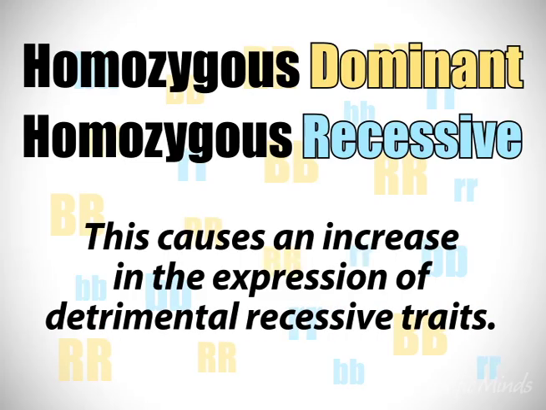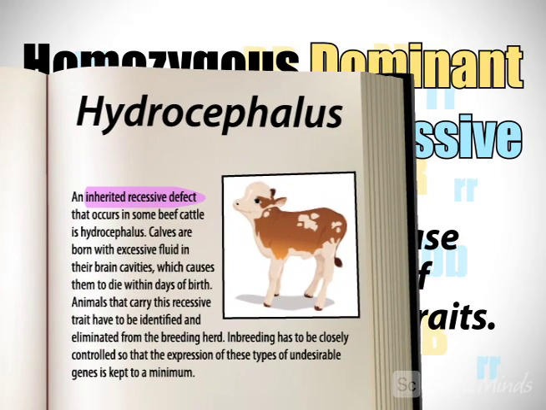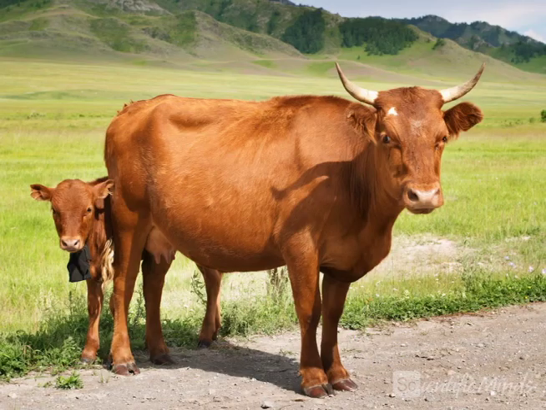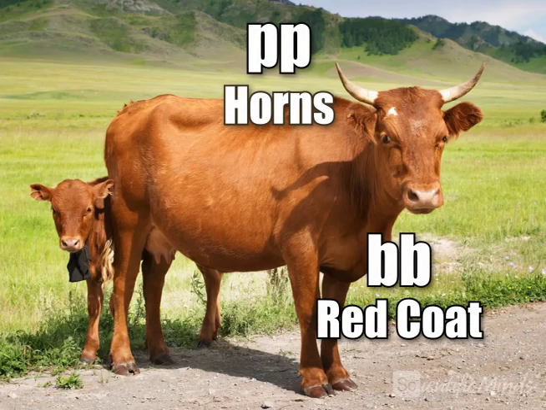An inherited recessive defect that occurs in some beef cattle is hydrocephalus. Calves are born with excessive fluid in their brain cavities, which causes them to die within days of birth. Animals that carry this recessive trait have to be identified and eliminated from the breeding herd. Inbreeding has to be closely controlled so that the expression of these types of undesirable genes is kept to a minimum. Remember that only some homozygous recessive gene pairs result in detrimental traits. In cattle, both horns and red coat color are the result of homozygous recessive gene pairs.